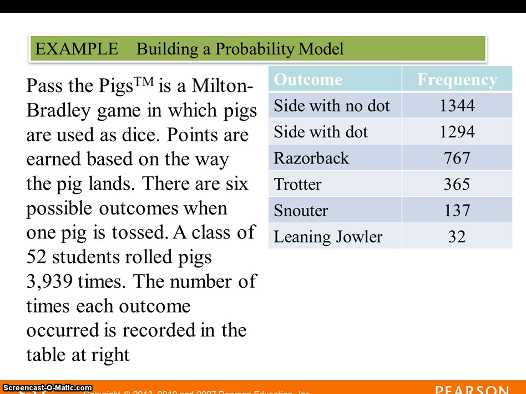Here's another example. Pass the Pigs is a Milton Bradley game in which pigs are used as dice, and points are earned based on the way the pig lands. So there are 6 possible outcomes. So the pigs have a side with no dot, a side with a dot, the razorback, which means it would land on its back. If it lands on its snout, you'll get this frequency. So a class of 52 students rolls the pigs this many times, and these are the outcomes that they get.